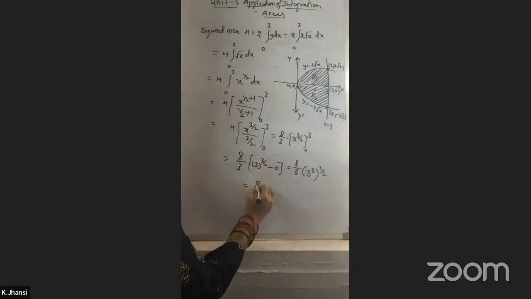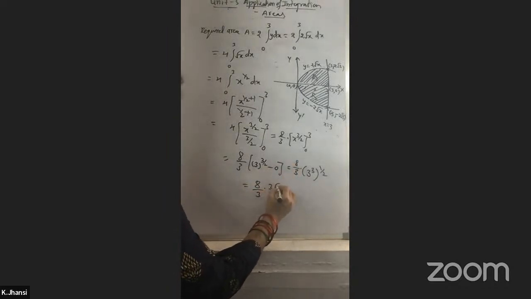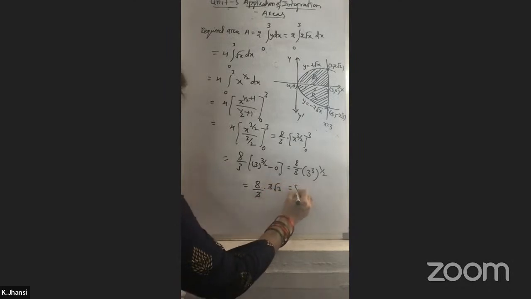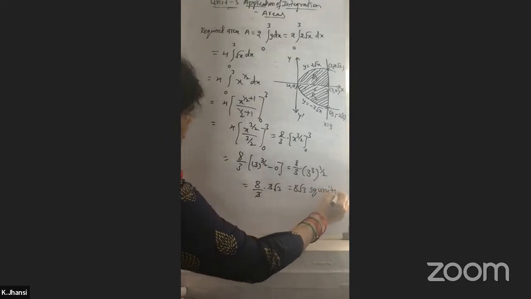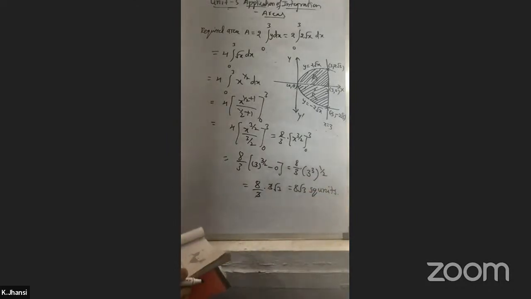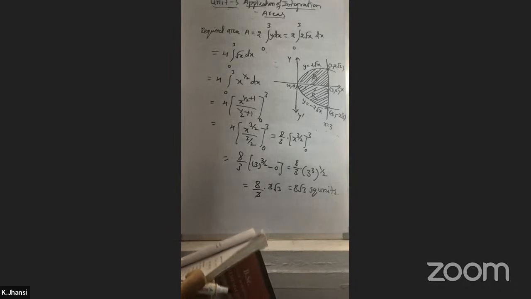So it is equals to 8 by 3 into 3. 3 will get cancelled. So it is 8 root 3 square units. Okay. So like this, we have to find the area of the region. This is the MEQ question.